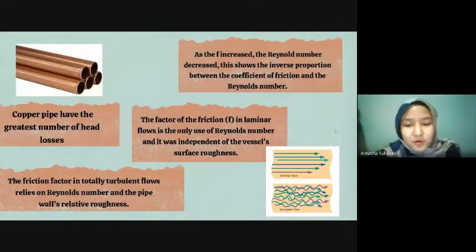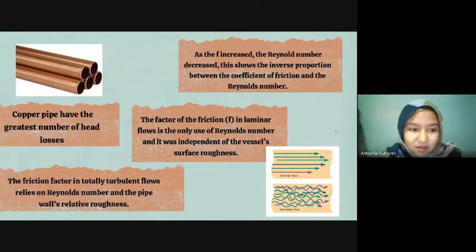From the experiment, the friction factor can be calculated using formulas such as the Moody chart, Colebrook, Blasius, and Moody formulas. We can also compare that different types of pipes result in different measured head losses, and we can see copper pipes have the greatest head losses. The Reynolds number was used to categorize the flow pattern between laminar and turbulent flows.